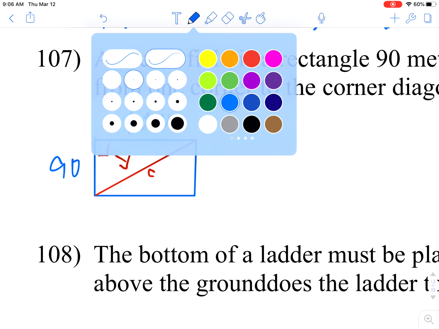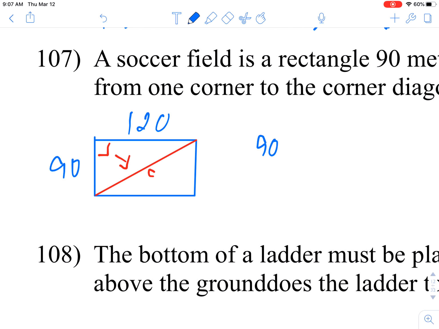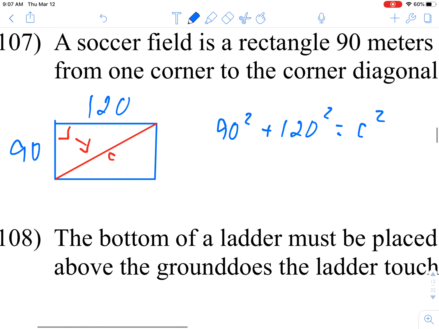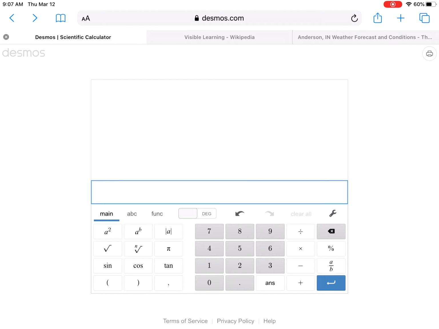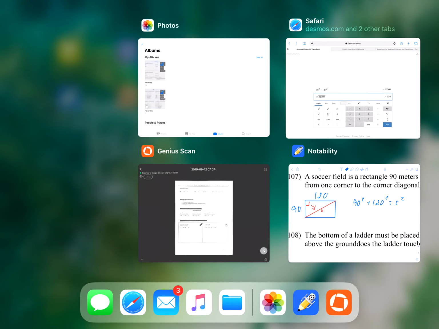So the problem I'm going to look for is 90 squared plus 120 squared is equal to C squared. And so then we'll work that out. We can go to our calculator. We can type in 90 squared plus 120 squared is equal to 22,500. We're going to find the square root of that eventually, so we'll just go ahead and type that in so we don't have to come back, is 150.